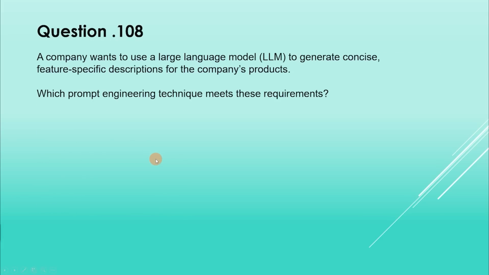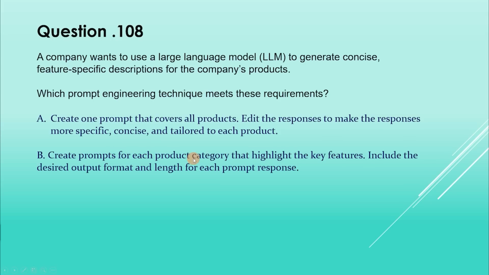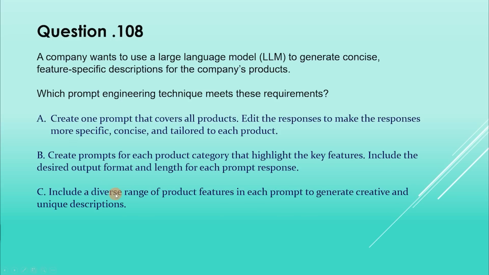Now question number 108. A company wants to use a large language model to generate concise feature-specific descriptions for the company's products. Which prompt engineering technique meets this requirement? Here are the options. Option A, create one prompt that covers all products. Edit the responses to make the responses more specific, concise and tailored to each product. Option B, create prompts for each product category that highlight the key features. Include the desired output format and the length for each prompt response. Option C, include a diverse range of product features in each prompt to generate creative and unique descriptions.